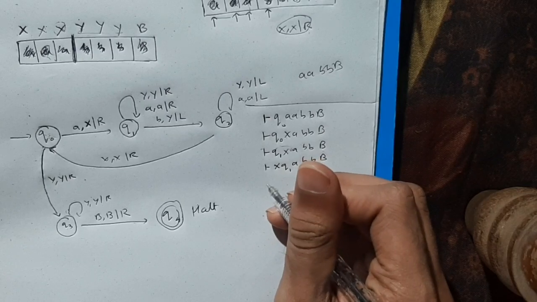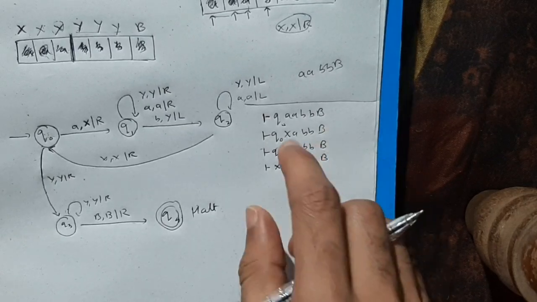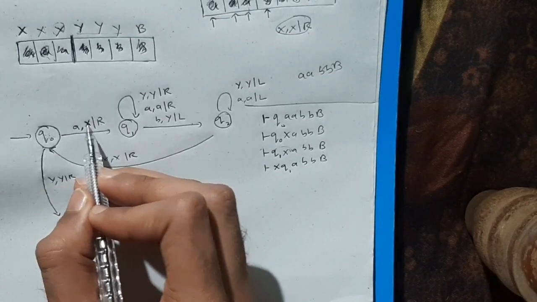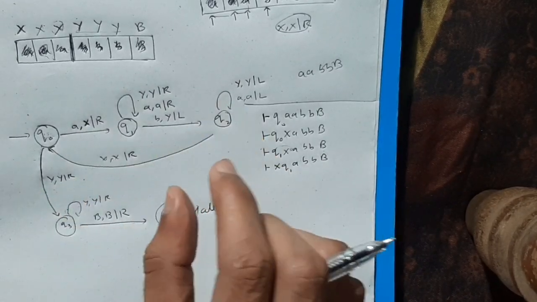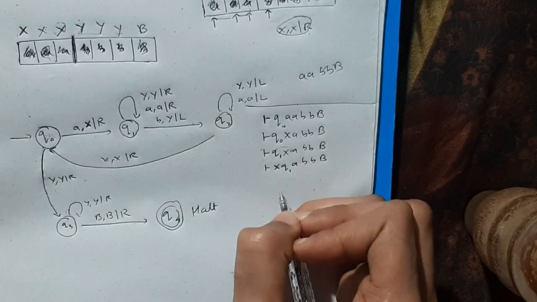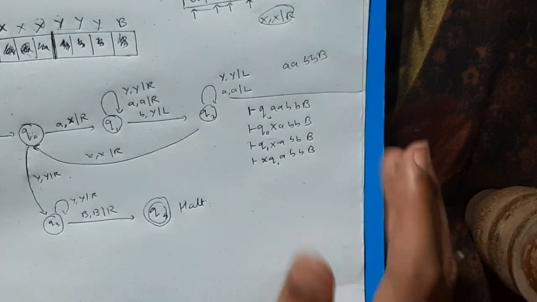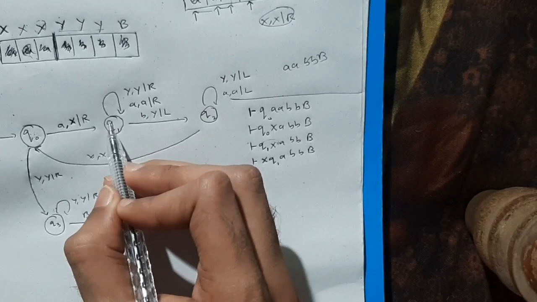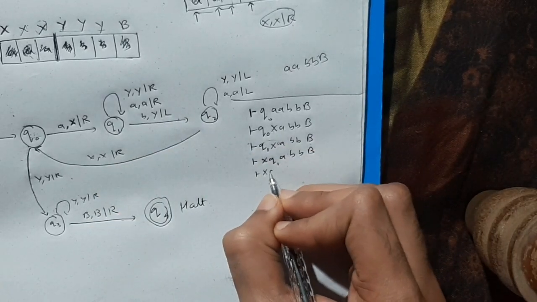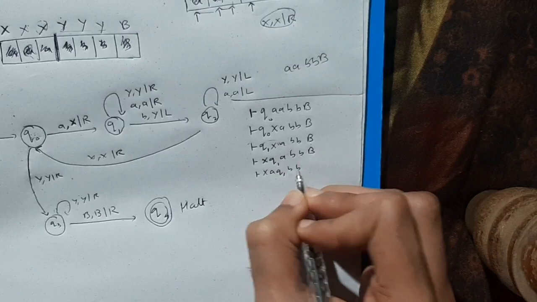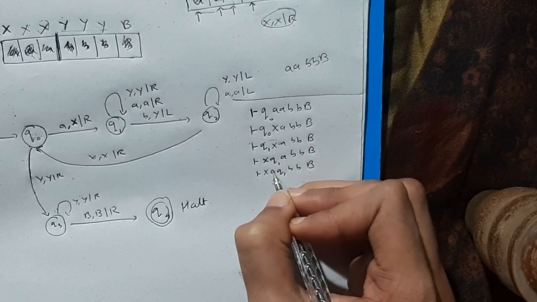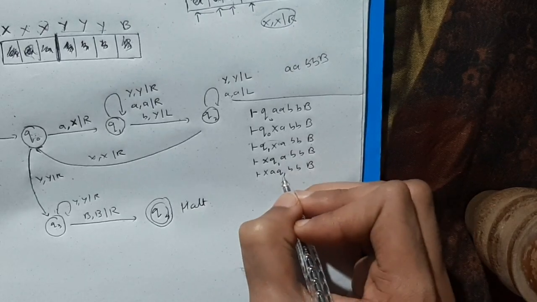These three steps I will be doing for the next instantaneous descriptor steps. I'll just write it directly. Q0 on a means x, and right means I'll write it after x, and the state it went to is q1. So I'll write x and q1. For the next steps, I'll do the same thing. Q1 on a means again a, moving right. You'll just write x, a, q1, b, because I have moved to the right and it is a only, I will not make any change, and the state is q1 only.